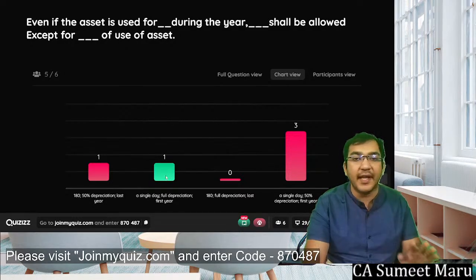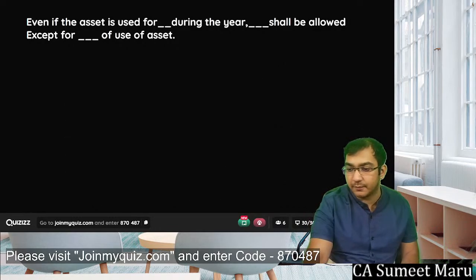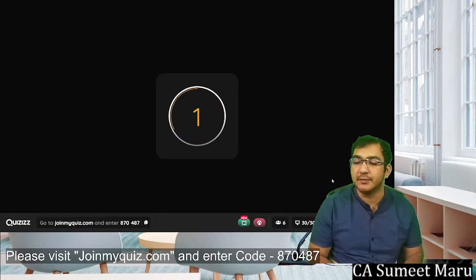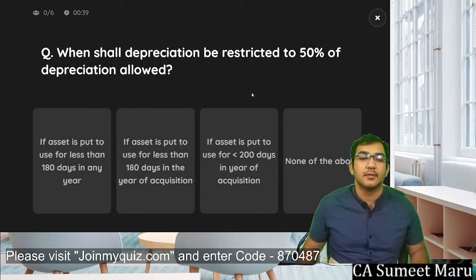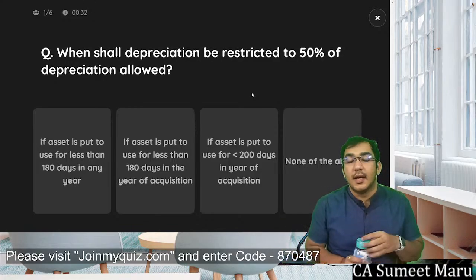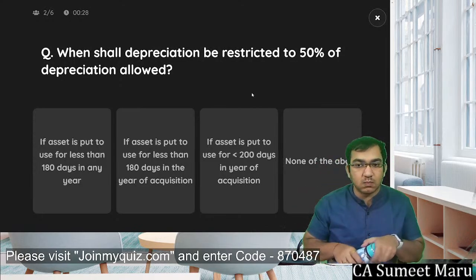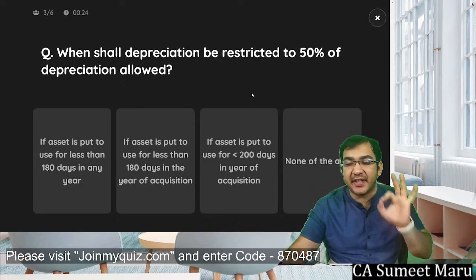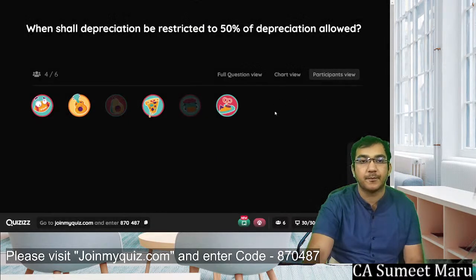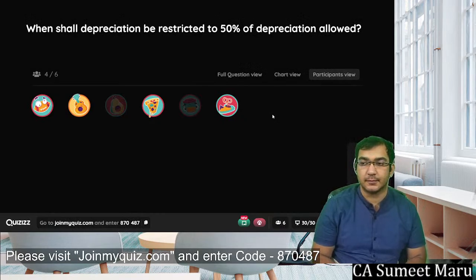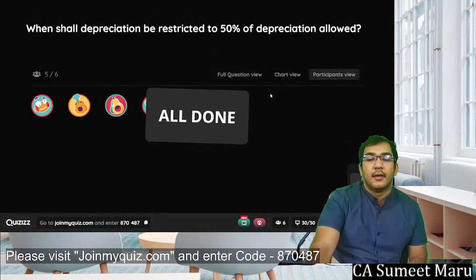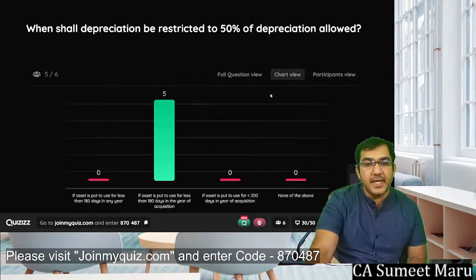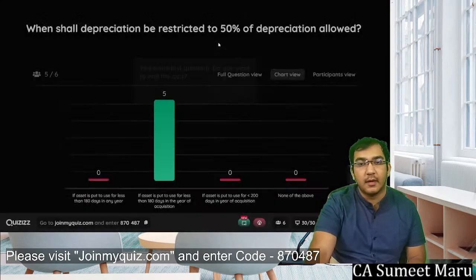Who was the one who gave this correct answer? Very, very good. Question number 29. Last question. When shall depreciation be restricted to 50% of depreciation allowed? Again, answer it very carefully. Answer it carefully, I am saying. Most specific and correct answer you have to choose. Yes. Okay. And the right answer is option B. Very good. सभी ने सही आंसर दिया. Very good. Let's see the result.